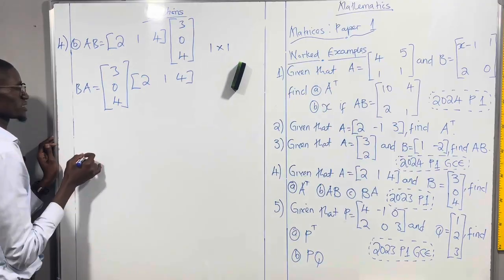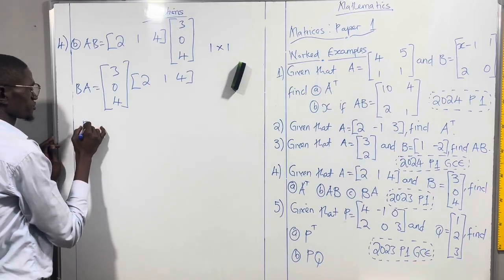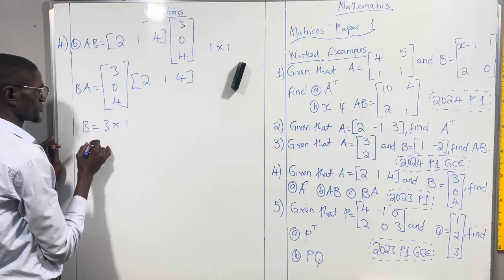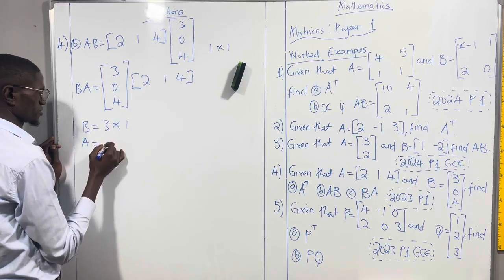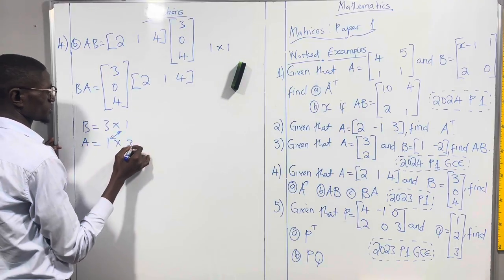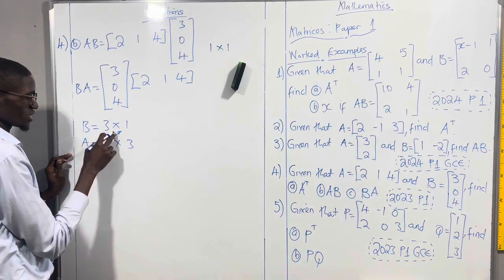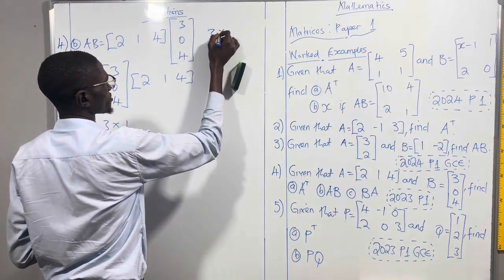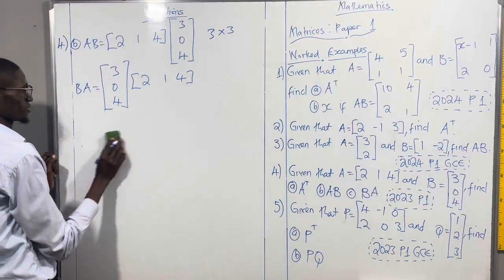We check. Can you multiply these matrices? What's the order of this matrix? This is matrix B. So B is equal to 3 by 1. And then A is 1 by 3. So these two values are the same, meaning you can multiply these two matrices. And then when you multiply them, the final answer should be a 3 by 3. So we are expecting a 3 by 3 once we're done.